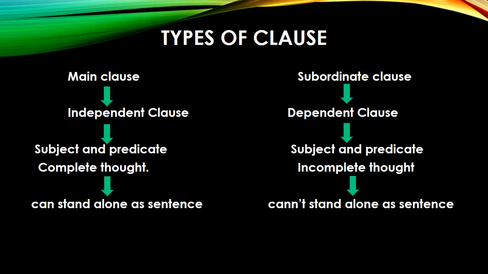Students, in this slide, we will discuss types of clause. There are two main types of clause. First is the main clause and second is the subordinate clause. The main clause comprises a complete thought. It has a subject and predicate. That is why it is called an independent clause.